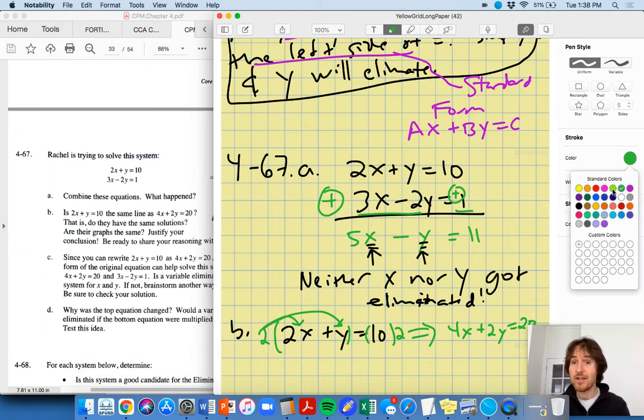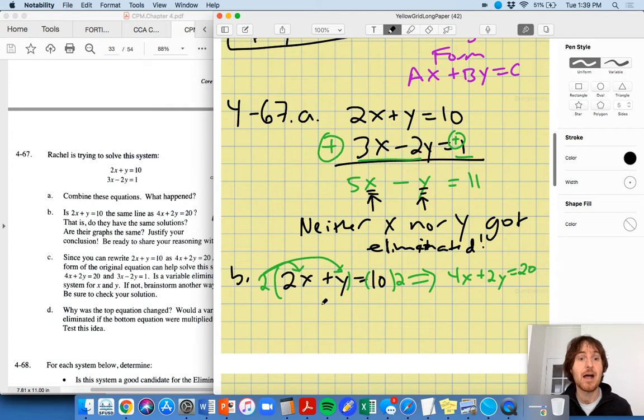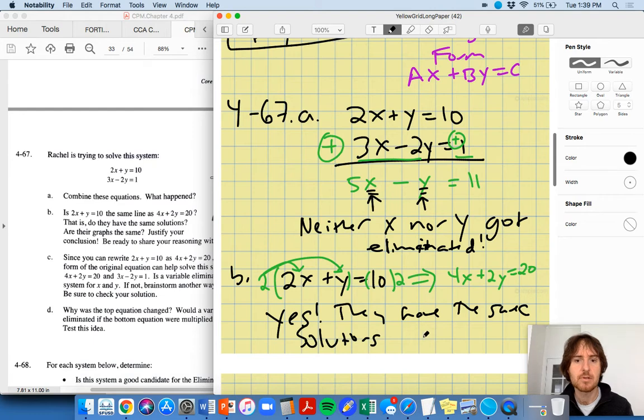So yes, if I just multiply both sides of that equation, 2x plus y equals 10, I get 4x plus 2y equals 20. So this is the same line, right? These are equivalent equations, okay? They're the same line. Yes! They have the same solutions, simply because they are equivalent equations.